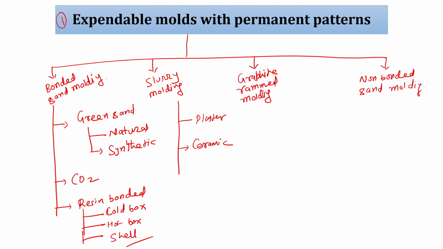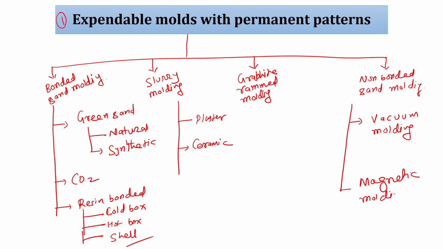What is happening? You are using sand molding, but there is no bonding. So how can we do it? Vacuum. We can create an external force to bind the sand. First category, vacuum molding. Second can be magnetic molding. Okay. These are the popular categories where expendable molds have permanent patterns. Any doubt? Hoping that is clear.